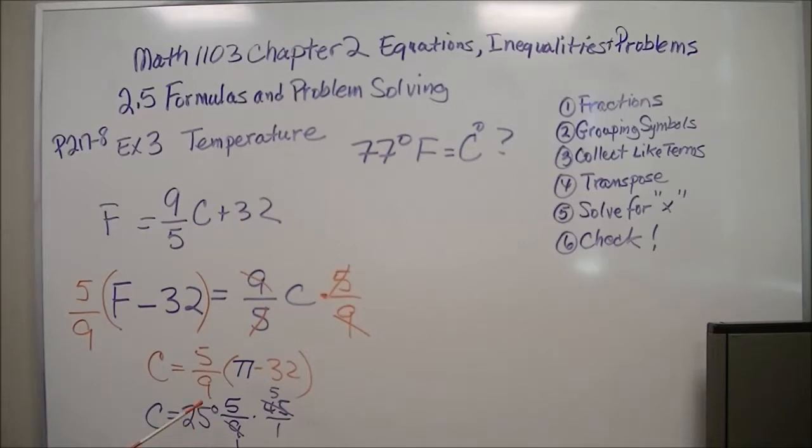Now, had you put the 77 over there, it'd be the same thing. You would subtract 32 from both sides, then take the reciprocal. But here I was showing you a technique that you're going to be using later, that we solve for a specific letter in a formula. And we did that.